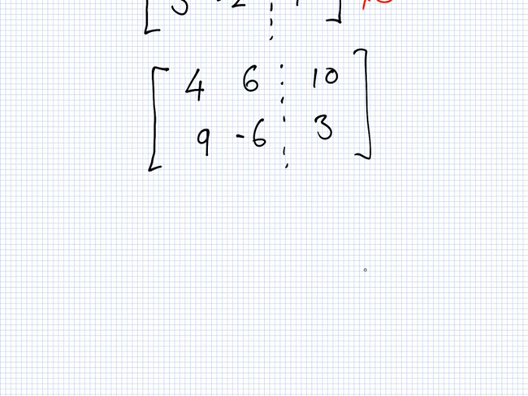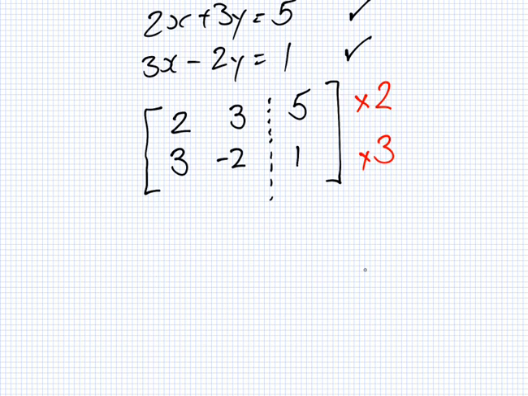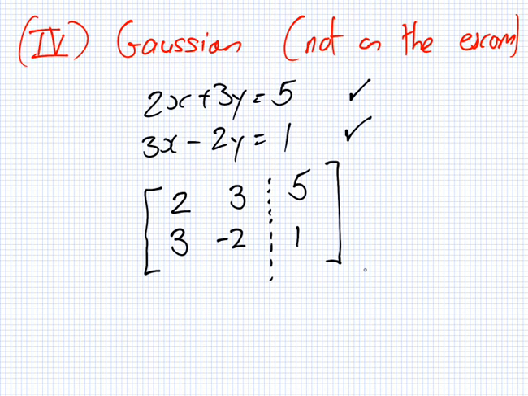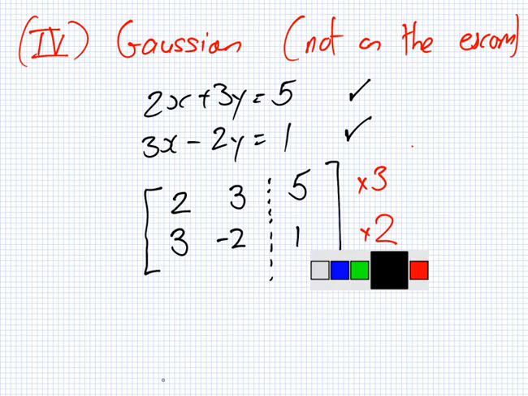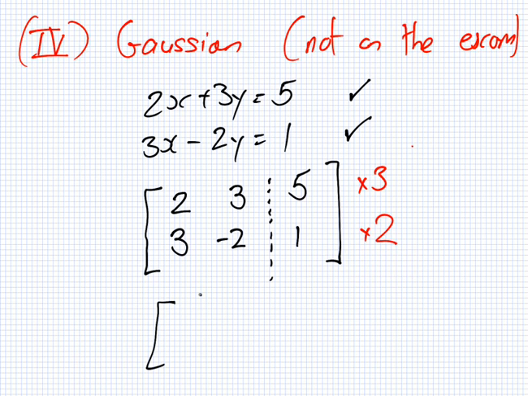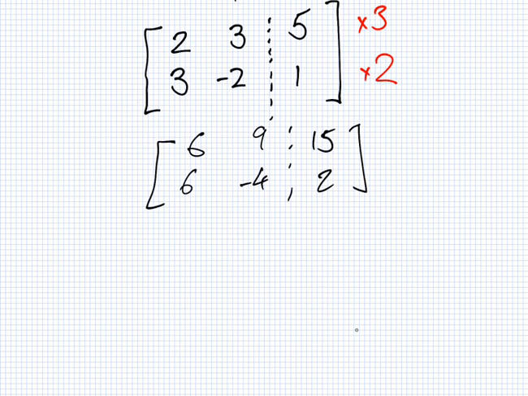Now the 4th method, so just to be clear, it's called Gaussian and it's not on the exam. Now the reason I'm doing this method with you is because it will be useful to you for semester 2, but it's not on the exam. Okay, so the question will never say use the Gaussian method. It'll never say that.